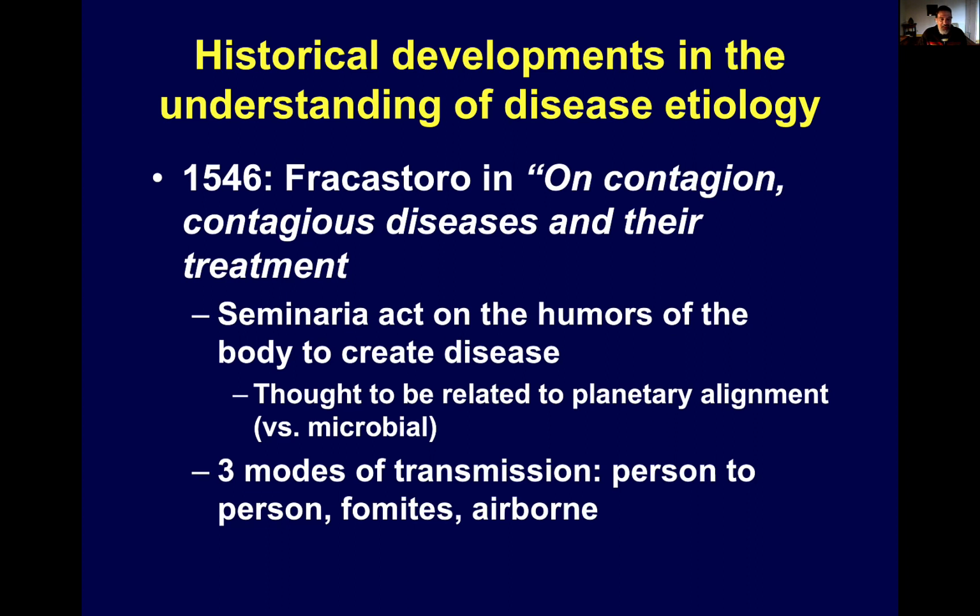All of these hypotheses and theorizing about the causes were happening prior to germ theory. So before it was known that there were microbes and living organisms that were the cause of different diseases. And he went on to also posit that there would be 3 modes of transmission of these seminaria: person to person, fomites, and airborne. Fomites being inanimate objects on which the seeds, in his case, or actual microbes could be conveyed from a source to a susceptible individual who could become infected. So these were pretty important conceptual developments in the 1500s.